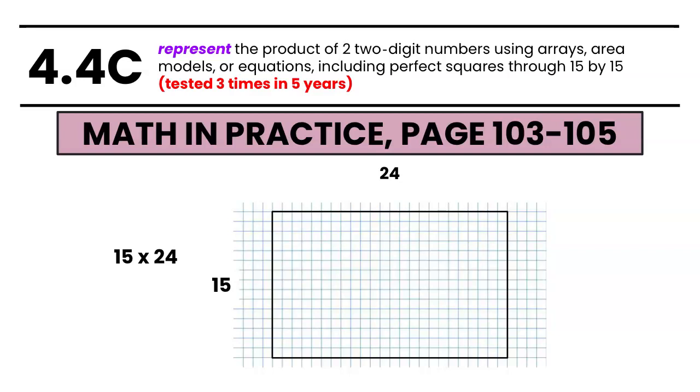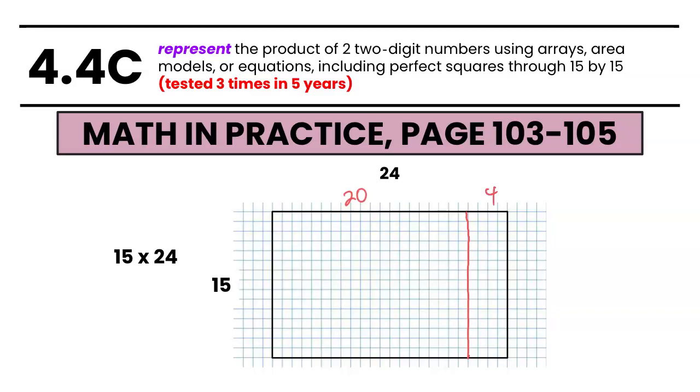I have a piece of grid paper here, and I have counted out a 24 by 15 grid so that I can use it to determine the product of 15 times 24. Now, I want to decompose these two numbers into two nice parts. So for 24, I'm going to decompose that into 20 and 4, and I'm going to block this off into two different parts of 20 and 4.